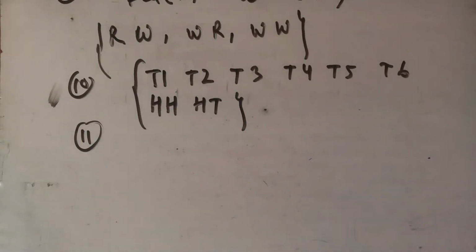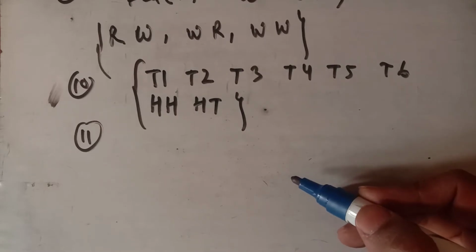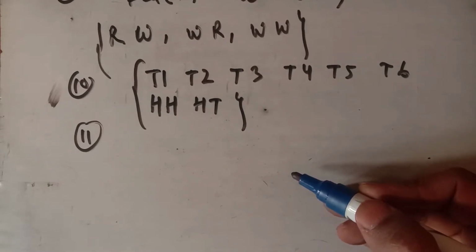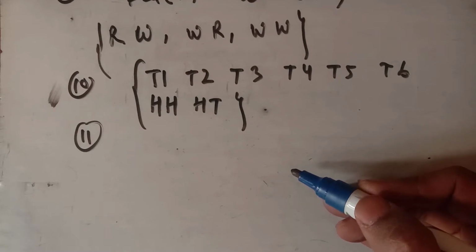Question number 11. Suppose 3 bulbs are selected at random from a lot. Each bulb is tested and classified as D for defective and N for non-defective. You have to write the sample space for those 3 bulbs.